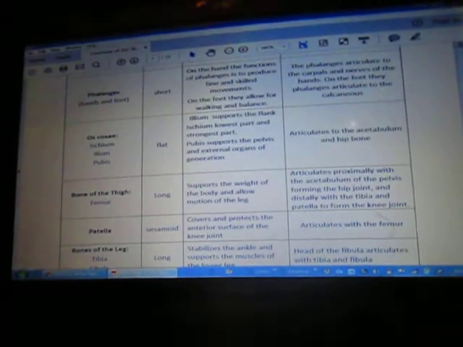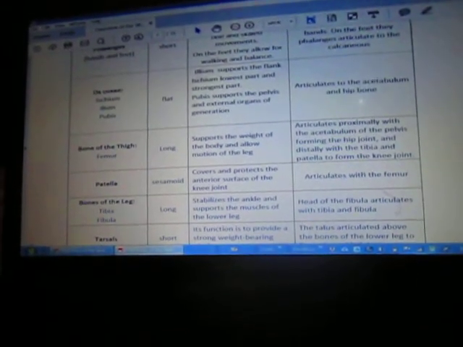The femur is long. The patella is a sesamoid. And the tibia and fibula also considered long bones. The tarsus are short. And this concludes the video.